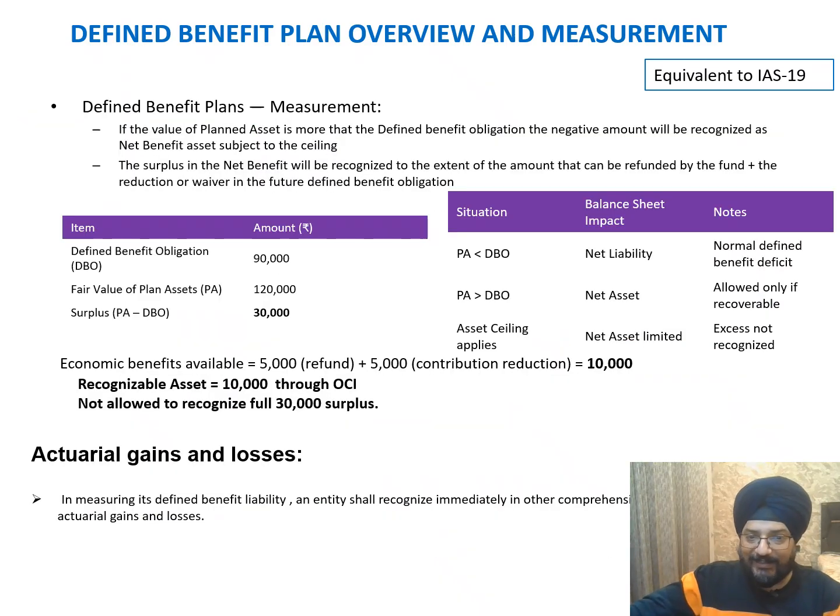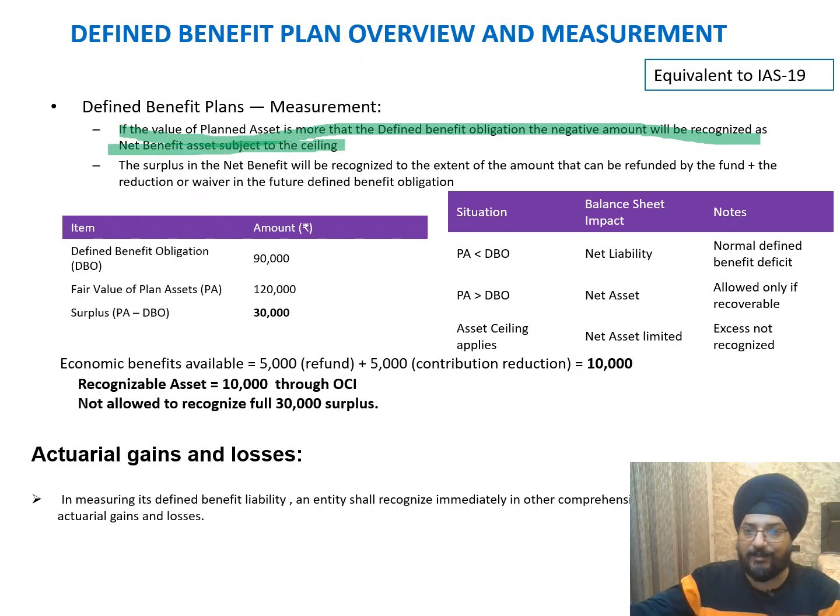Okay, so let's spend some time understanding the measurement of a defined benefit plan. In a defined benefit plan measurement, if the value of the plan asset is more than the defined benefit obligation, the surplus amount will be recognized as the net benefit asset, subject to the ceiling.